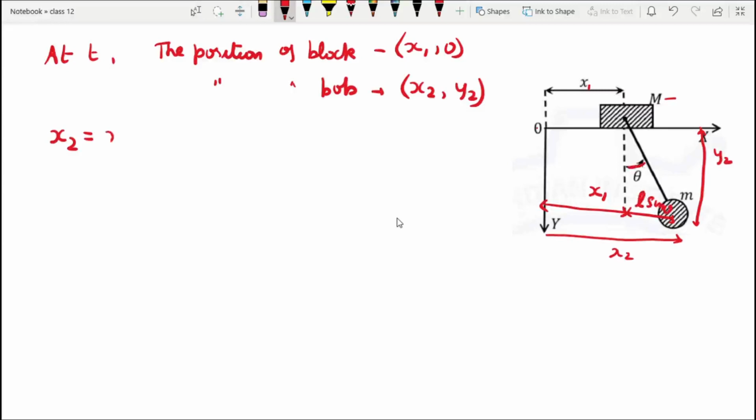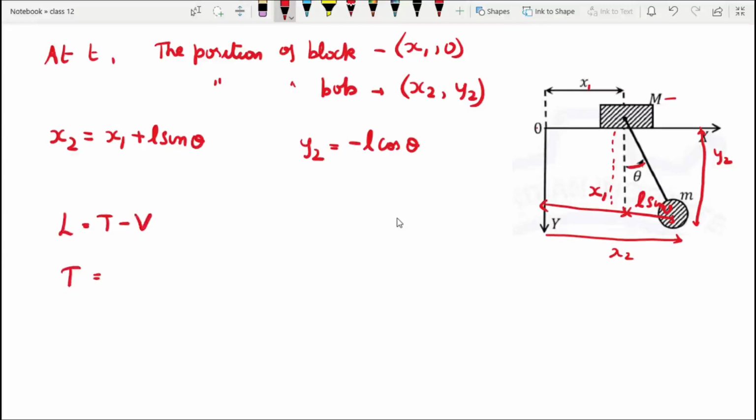So x2 is x1 plus L sin theta, and similarly y2 will be this distance, this dotted line distance. It will be L cos theta, and it will be minus L cos theta. For finding P of x and P of theta, we have to find the Lagrangian. So first, Lagrangian is equal to T minus V.